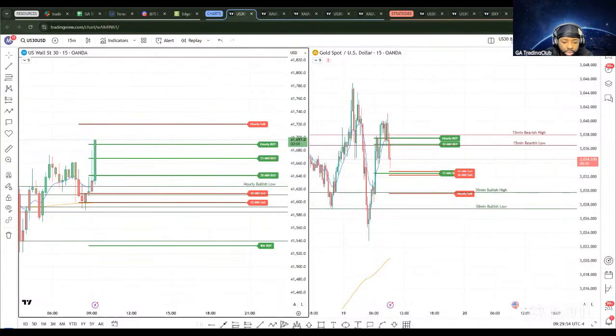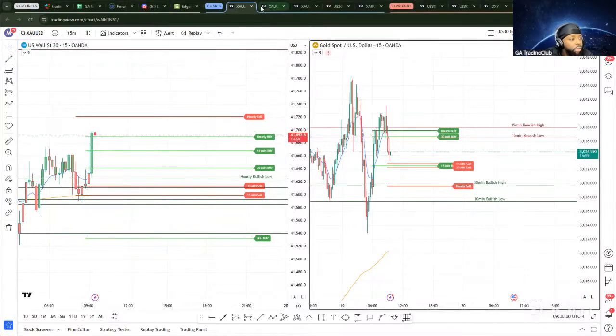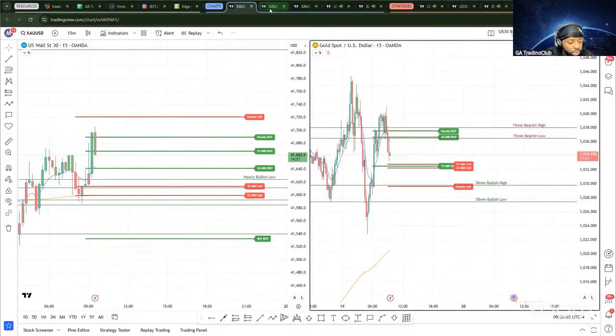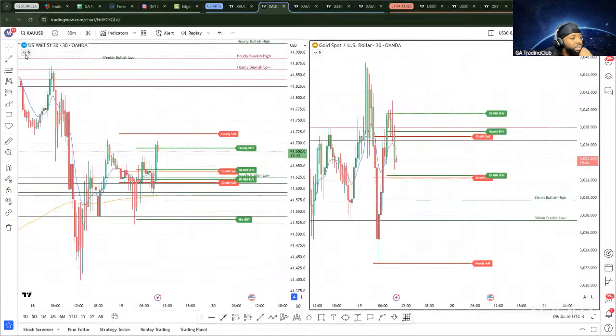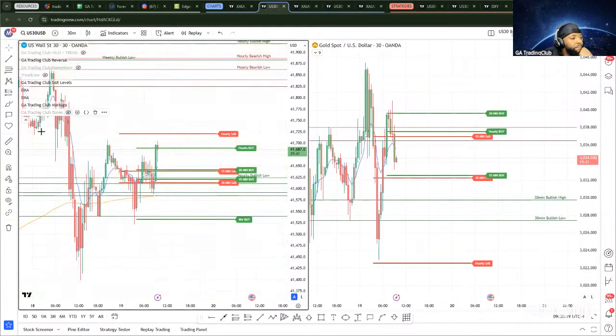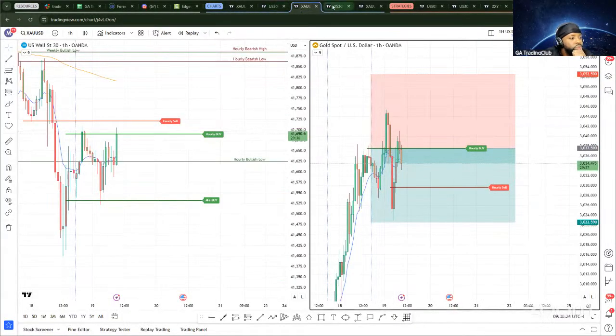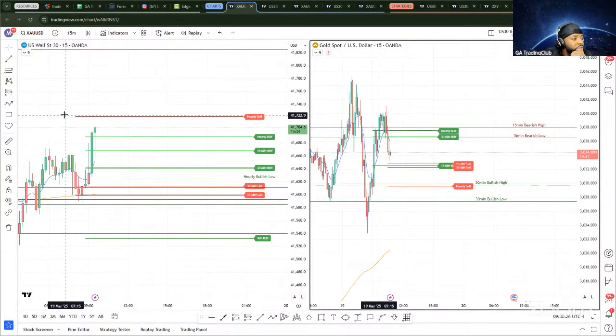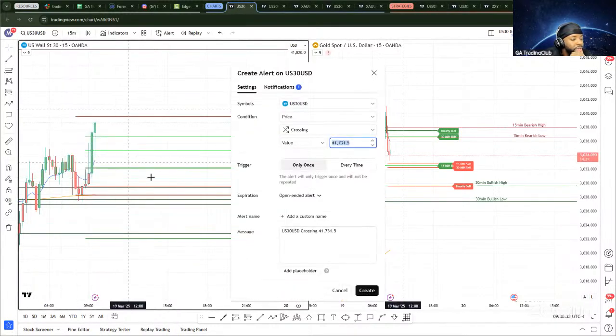So we have market open. Market just opened, and let's see what we get here if we have any rejection scalps. So possible rejection scalp on US 30 here, 721, 731. So I'll just set an alert there.